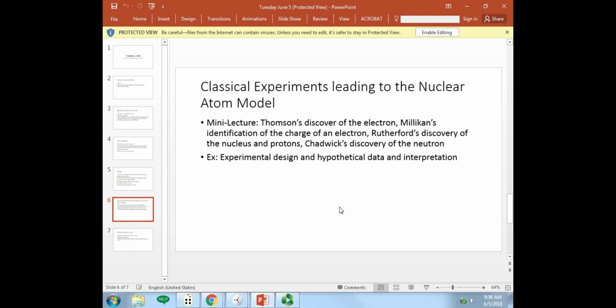Their first observation was that there were rays in all the gases they tried. When they flipped this switch, they saw these weird rays. So because they saw these weird rays in every single gas they tried, their conclusion was, whatever these rays are, they exist in all matter. It's a little bit of a stretch.